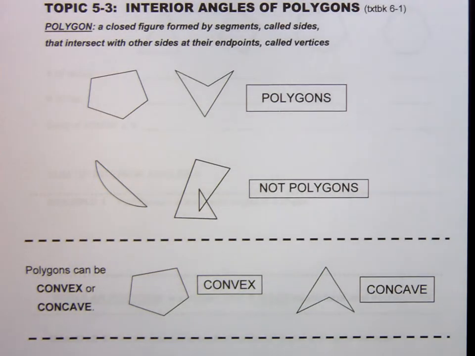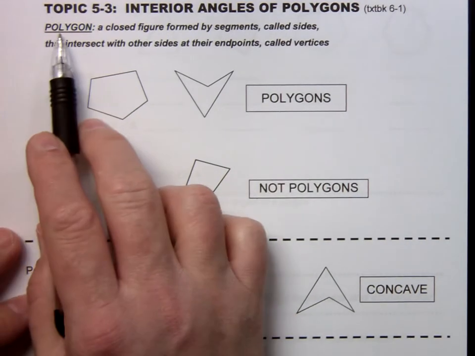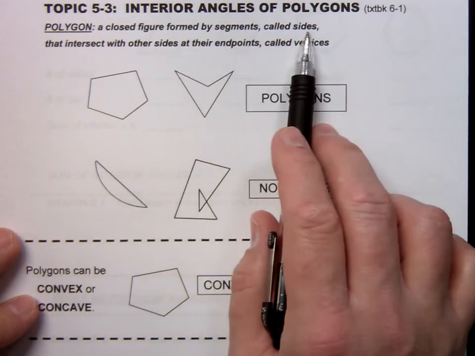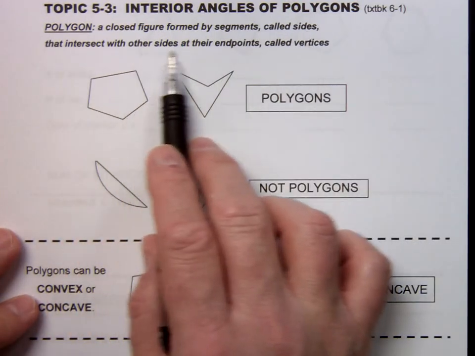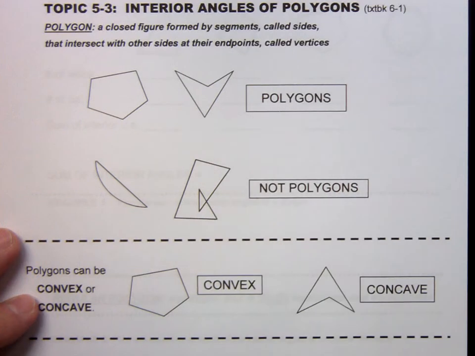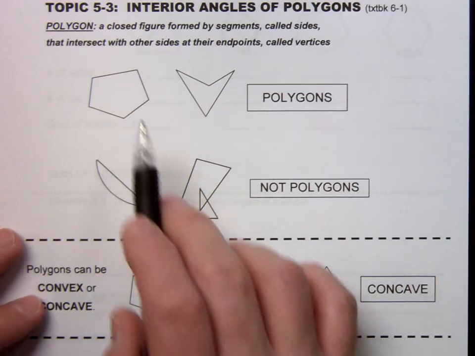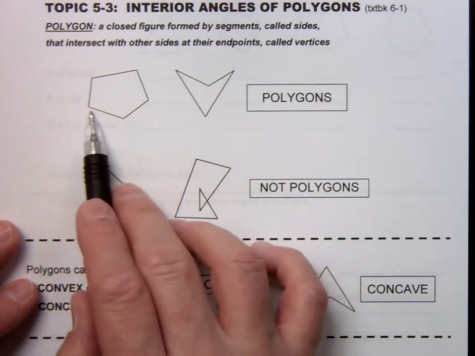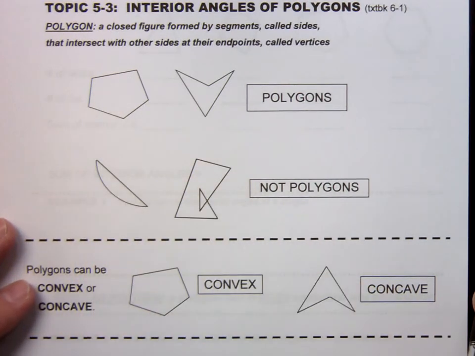Alright, today we're going to be looking at interior and exterior angles of polygons. So first, what is a polygon? A polygon is a closed figure formed by segments called sides that intersect with other sides at their endpoints called vertices. Segments are always straight, so every single side of a polygon should be straight, and they only intersect at each other's endpoints. These are a couple examples of things that are polygons.